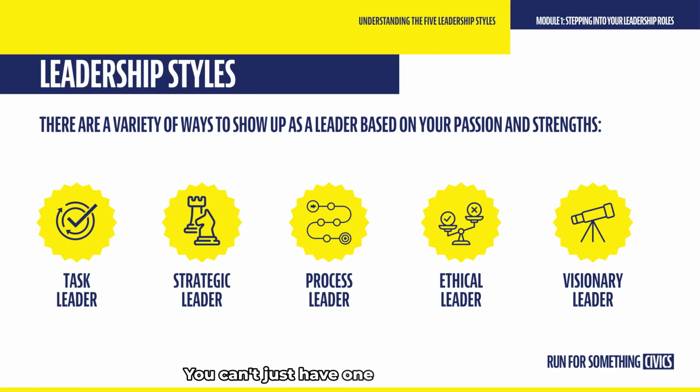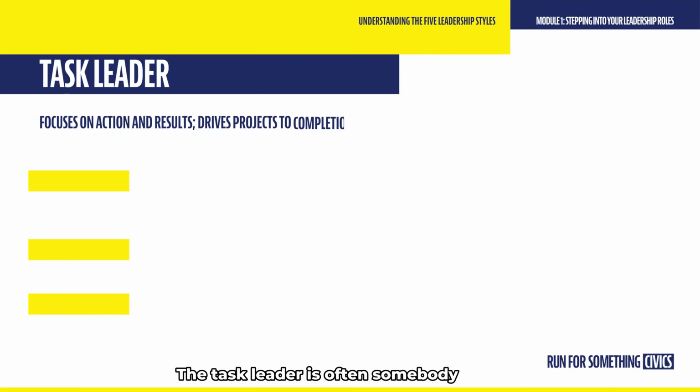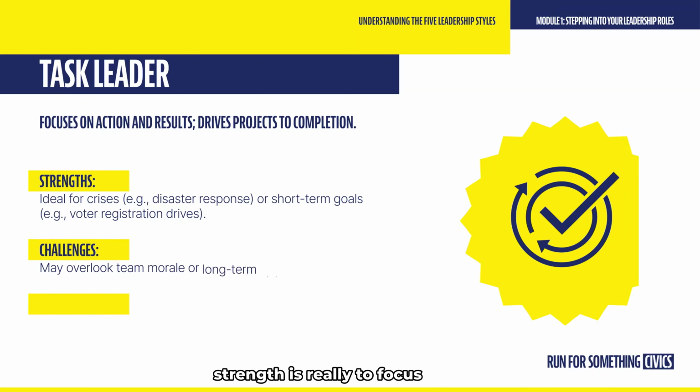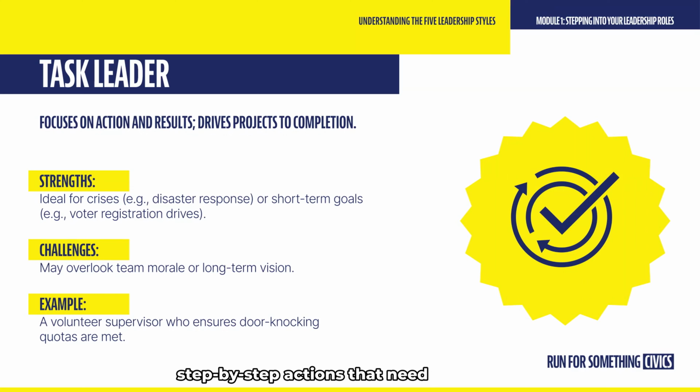You can't just have one of these leaders show up and expect that the effort is going to be run successfully, because all of these leadership styles have both their strengths and their weaknesses. We're going to walk through what those are now. First, we'll look at the task leader. The task leader is often somebody whose strength is really to focus on the step-by-step actions that need to happen in order to produce the results or outcomes you all are trying to achieve.